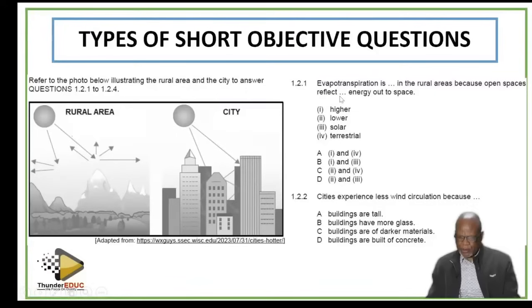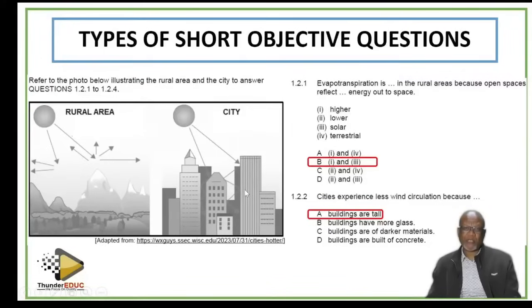evapotranspiration, is it low or is it high? Is it solar or is it terrestrial? So you have to mix these ones. Now, what is the correct answer there? The evapotranspiration is higher in rural areas because open spaces reflect solar energy into outer space. And now, cities experience less wind circulation because, number one, remember tropical cyclones.